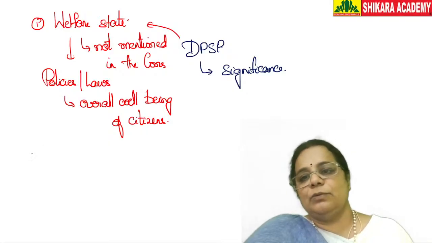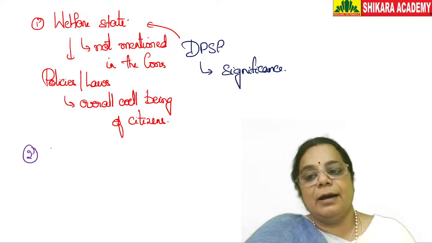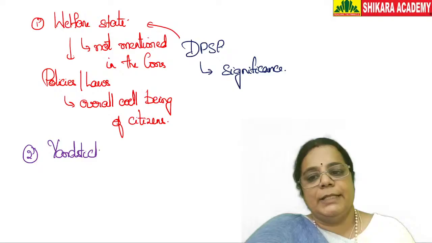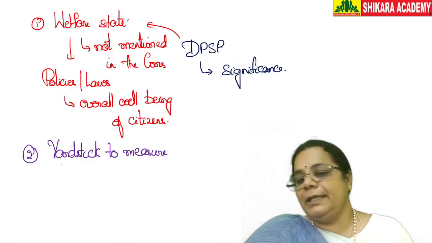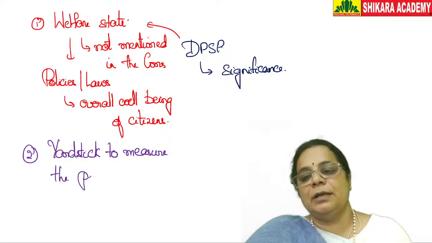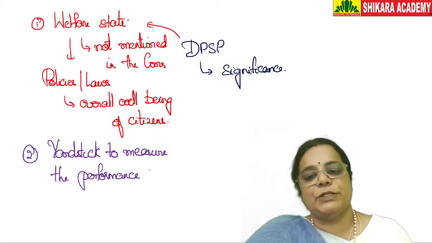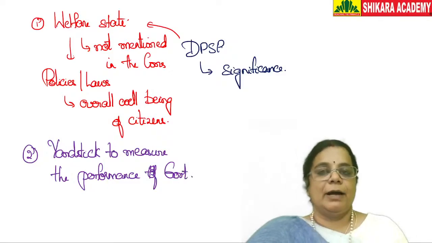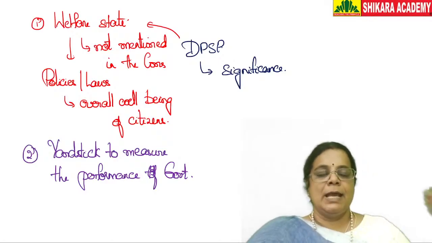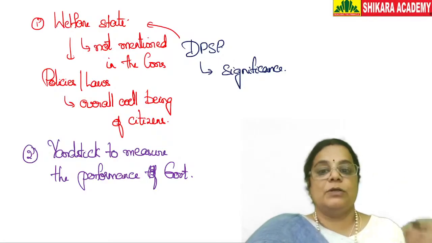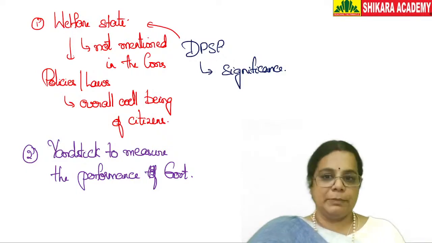Now, the second reason why DPSPs are important is they are a yardstick to measure the performance of government. This is very, very important. Measure the performance of government. Why do I consider it as a yardstick to measure the performance of government? What do you mean by this? If a government is re-elected, if a government is coming back to power again after elections, 90% of the cases it is because of the schemes and policies that it has implemented.